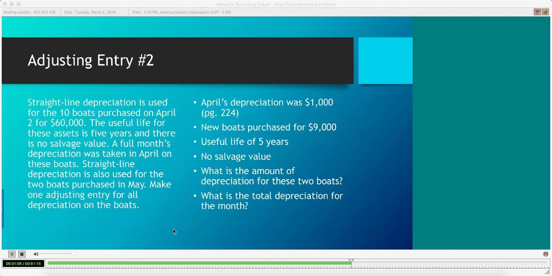So April's depreciation was $1,000. Our new boats are purchased for $9,000. There's no salvage value, and it has a useful life of 5 years. So we would have to do the depreciation calculation for it.